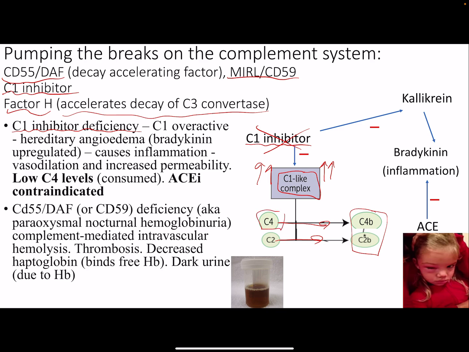For whatever reason, though, the C4 is more important. You're going to have low levels of C4 because they've all been consumed. It's all been converted into the C4b. So the C4 levels are low, and that tells you that you have a C1 inhibitor deficiency.